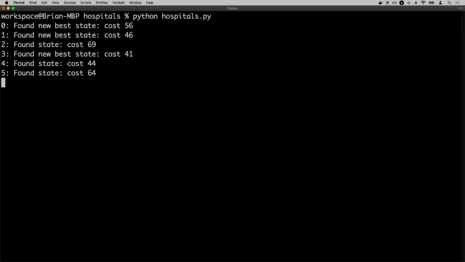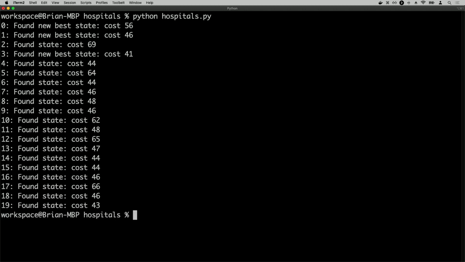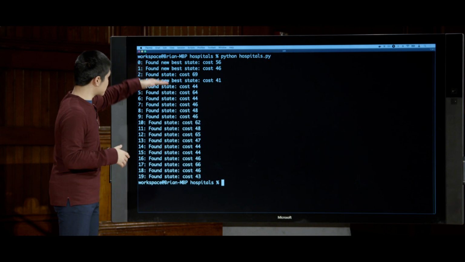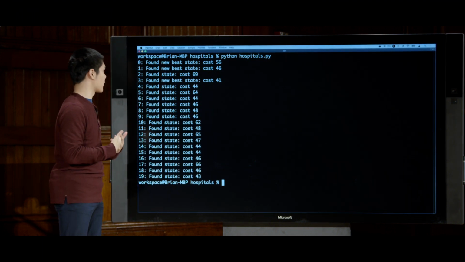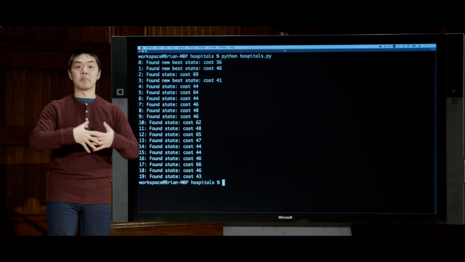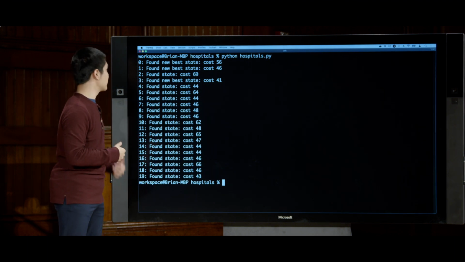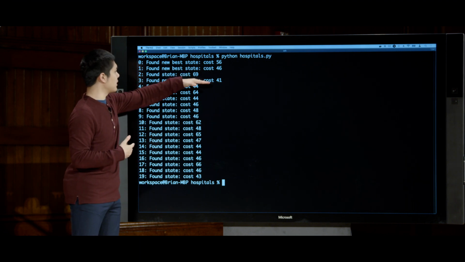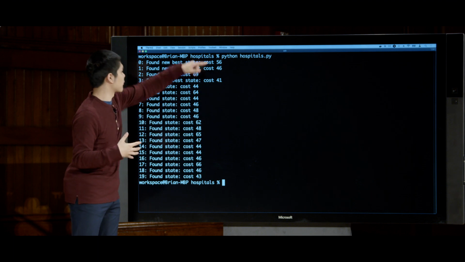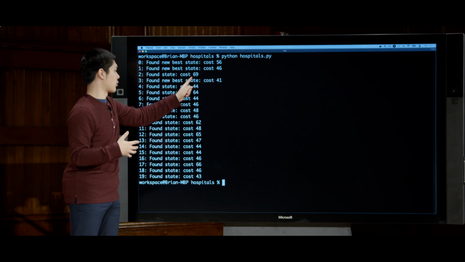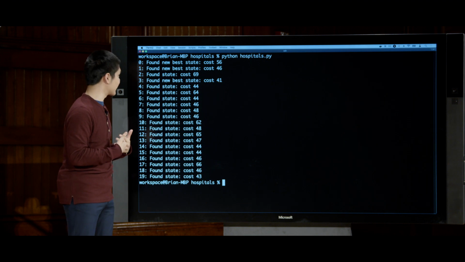And now we started by finding an original state. When we initially ran hill climbing, the best cost we were able to find was 56. Each of these iterations is a different iteration of the hill climbing algorithm. We're running hill climbing not one time, but 20 times here, each time going until we find a local minimum, in this case. And we look and see each time, did we do better than we did the best time we've done so far? So we went from 56 to 46. This one was greater, so we ignored it. This one was 41, which was less, so we went ahead and kept that one.